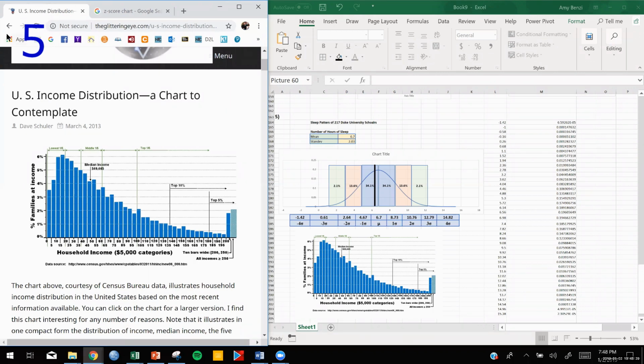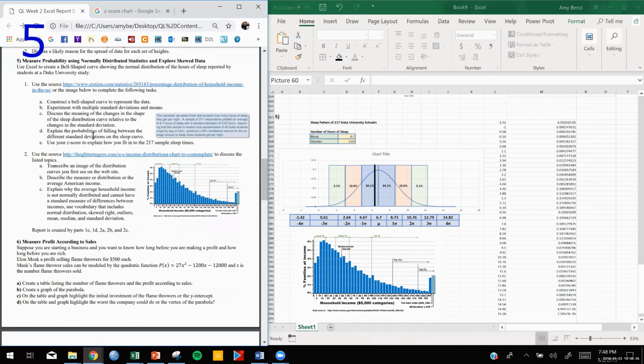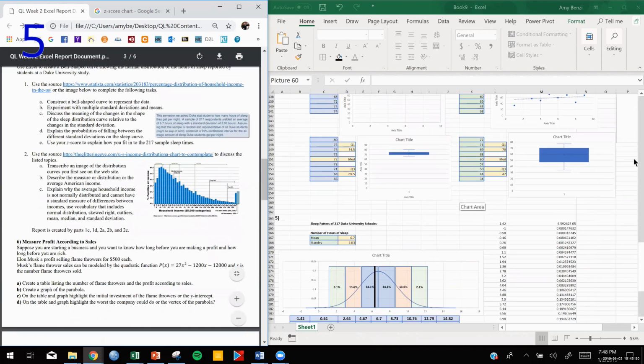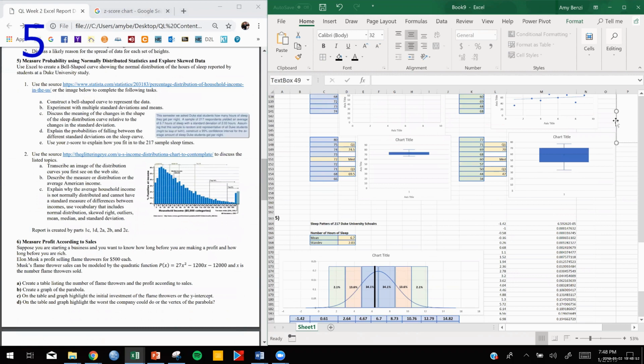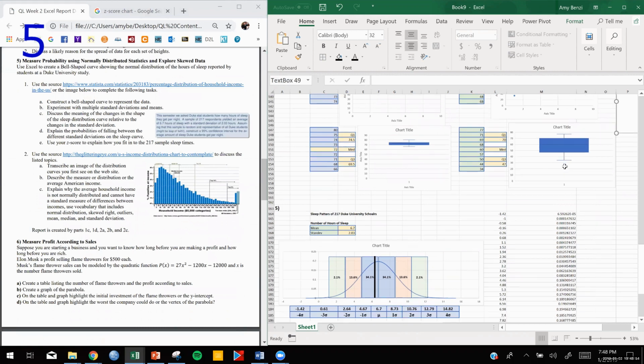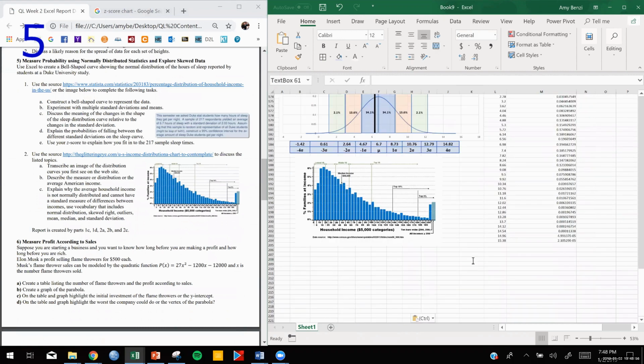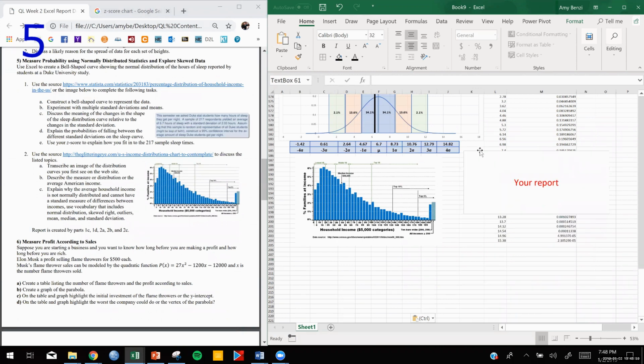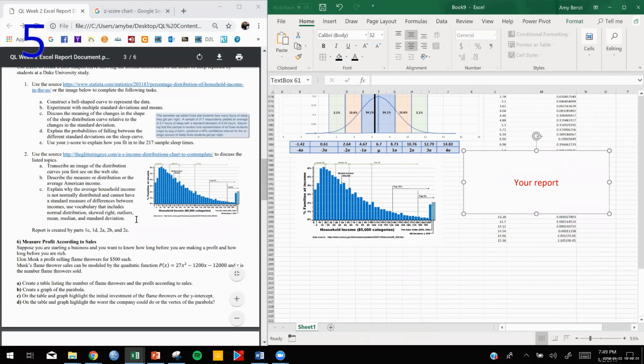All right, and that's what you're going to talk about in your report. You guys should have no problems writing up a nice little report here, so don't forget your report. I will remind you that you are going to insert a text box here and discuss everything that we did. So we're ready now for number 6.